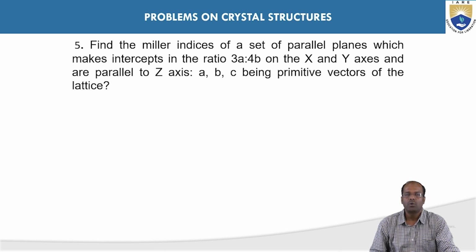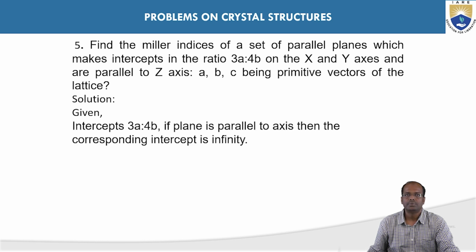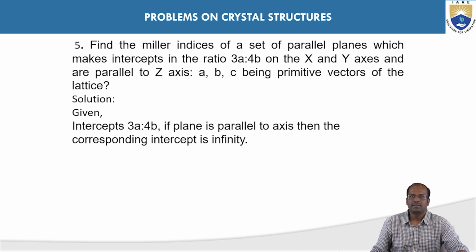Now we are going to find out the Miller indices of a set of parallel planes which makes intercepts in the ratio of 3a is to 4b is to. If a plane is parallel to the x-axis, then the corresponding intercept is infinity.